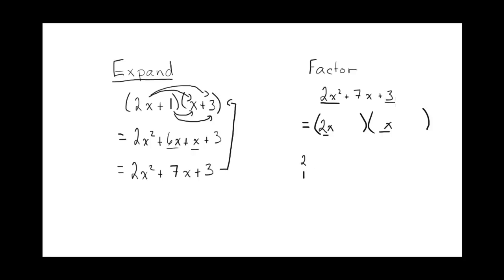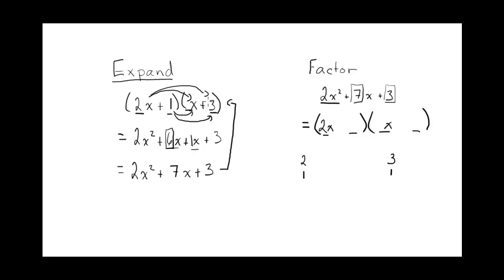And then the last term, 3, we know that the product of these 2 things is going to give us 3. So I'm going to write those down here. 3 and 1. Now, how do I decide, is the 3 here or here? Is the 1 here or here? Well, this is where I look at this number. Where did the 7 come from? The 7 came from over here, adding the 6 and the 1. And then where did the 6 and the 1 come from? Well, the 6 came from 2 times 3, and the 1 came from 1 times 1.